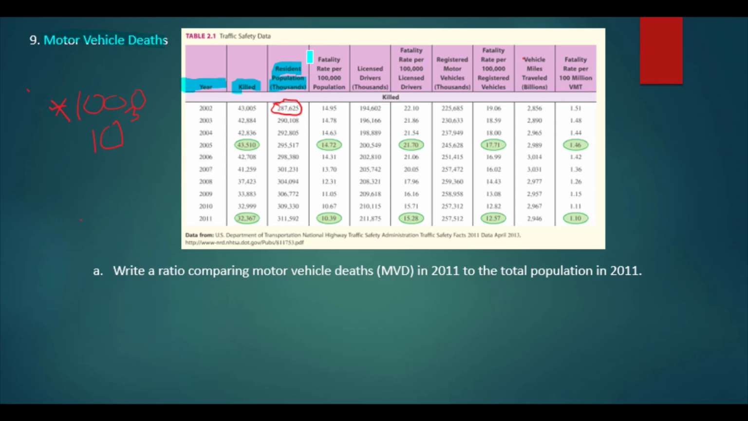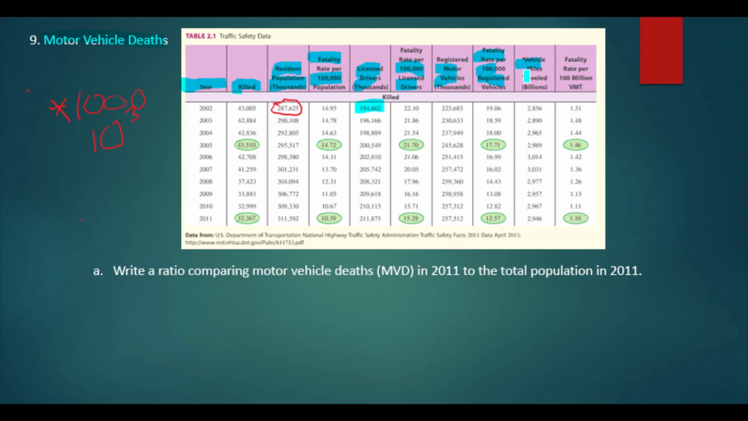Here is the fatality rate. This is the ratio per 100,000 in the population. This is the number of licensed drivers in the thousands. Again, add 3 zeros to these numbers. This is the fatality rate per 1,000 licensed drivers. So this is a ratio. This is the number of motor vehicles registered, again, in the thousands. So you'd have to add 3 zeros. And this would be a ratio of the fatality rate per 1,000 registered vehicles.